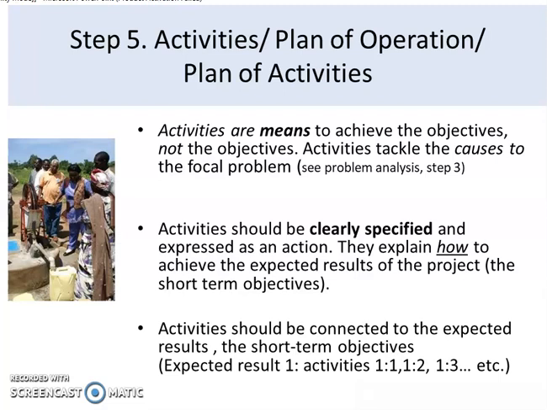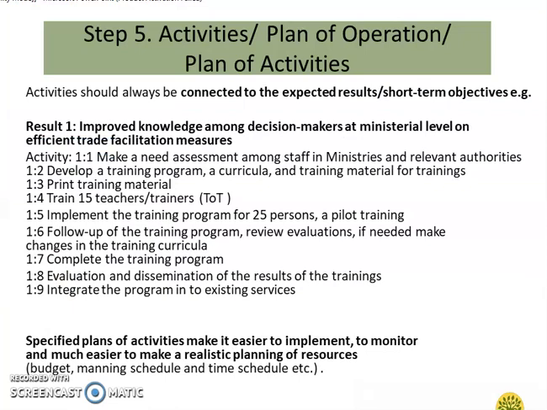For instance, as we tried to indicate, expected result 1 could have many activities. To achieve expected result number 1, we could have activity 1.1, 1.2, 1.3, and so forth, depending upon the nature of the result. Again, another expected result has its own corresponding activities. So this is simply to indicate how the activities are designed.